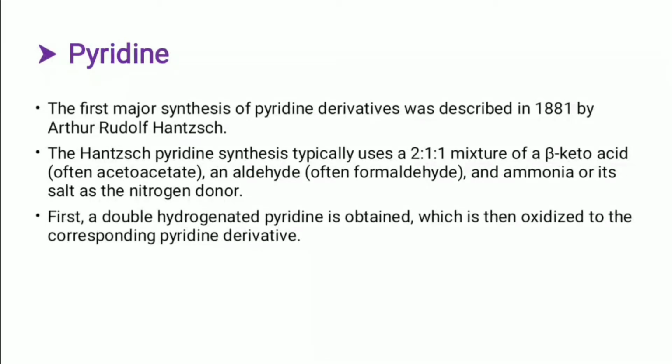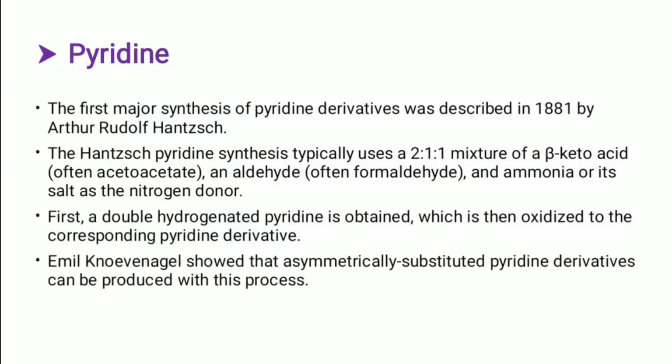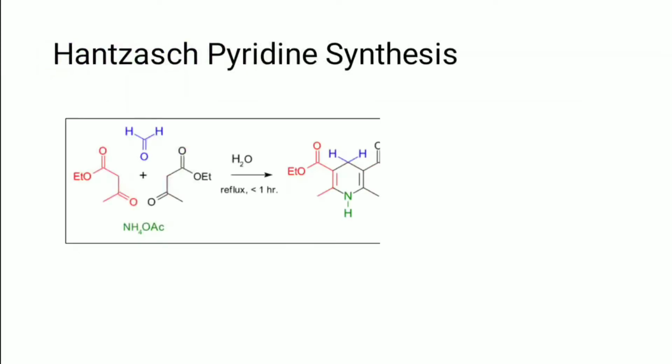So in this synthesis, first a double hydrogenated pyridine is formed. After the oxidation, it will form the pyridine derivative. Emil Knoevenagel showed that asymmetrically substituted pyridine derivatives can be produced with this process. So let's see the reaction.